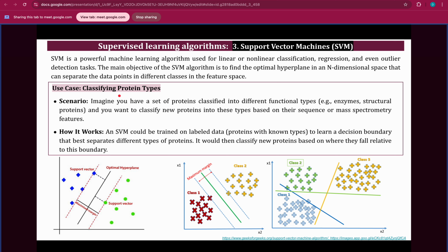For example, in terms of proteomics, if we want to classify the types of proteins, we have a set of proteins which are classified into different types, such as enzymes and structural proteins. These are some classes, and I want to figure out what the class of my protein will be. I will have information on both the x and y axis. In these figures they have taken x1 and x2, so you don't have to be confused by it. These are just notations to refer to the x and y axis.